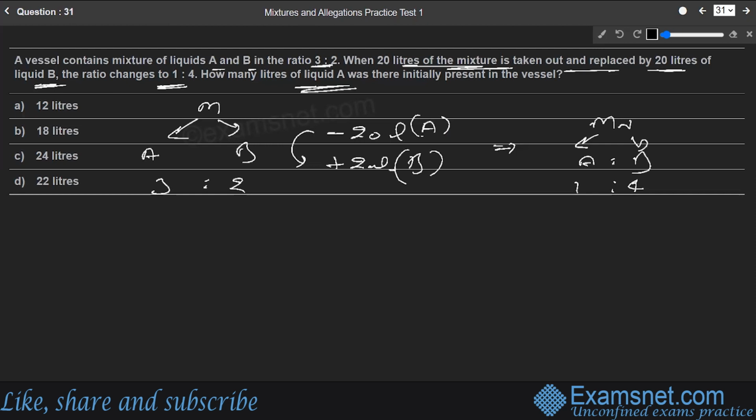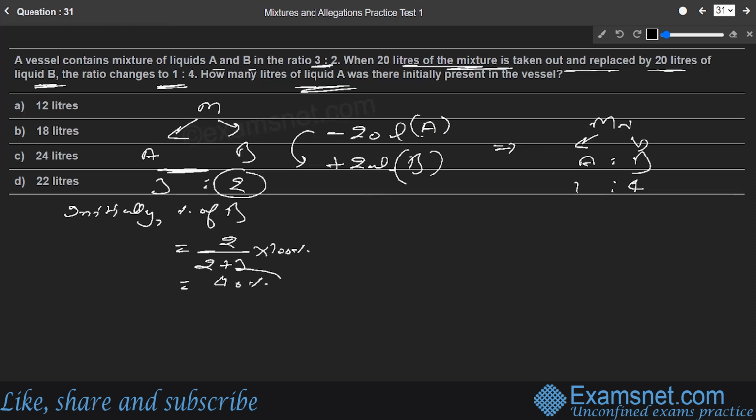Okay, so let us do it simply. First of all, we'll find out the percentage of liquid B present in the vessel initially, at the very beginning. B has 2 parts out of the total 2 plus 3, that is 5 parts. So it can be found by 2 divided by the sum of the ratio terms, 2 plus 3, and the percentage value is 100%. So 2 by 5 into 100% is nothing but 40%. So B in the original mixture was 40%, and obviously A will be 60%.